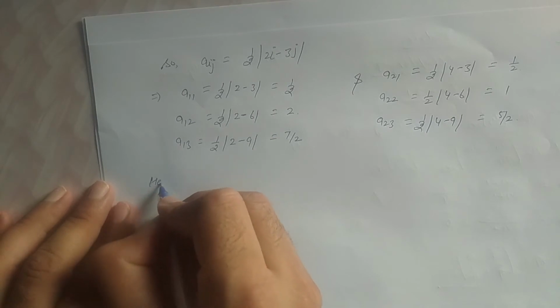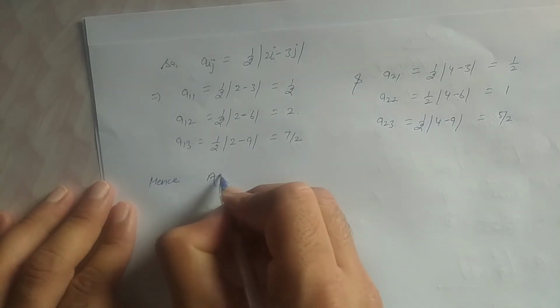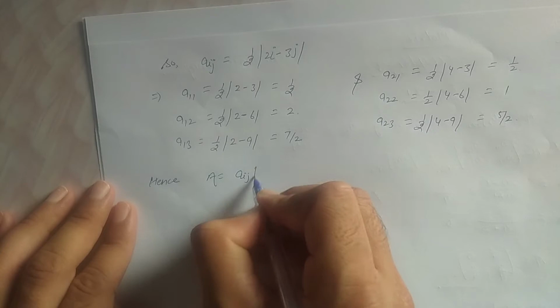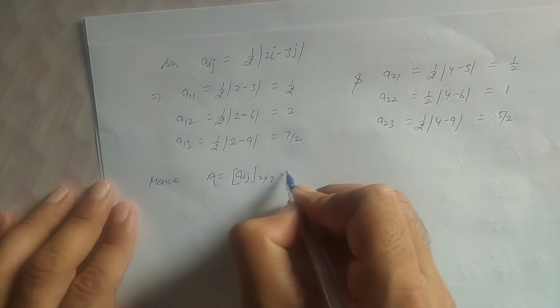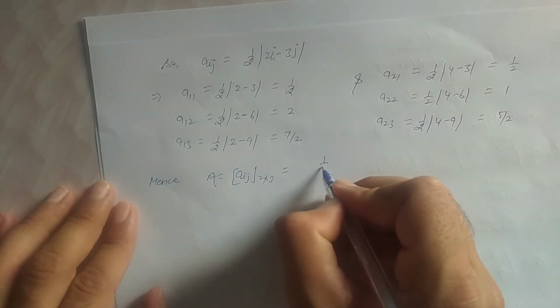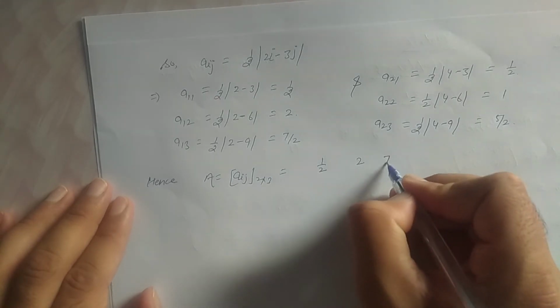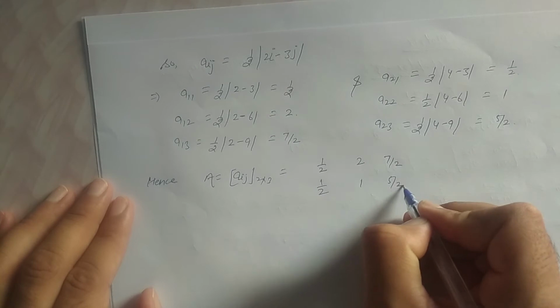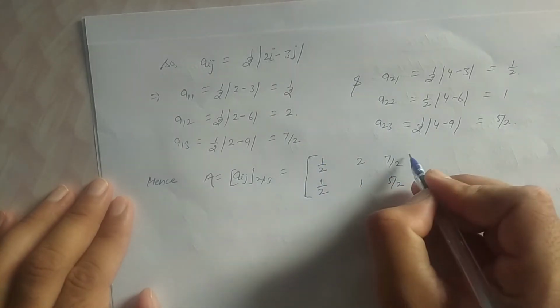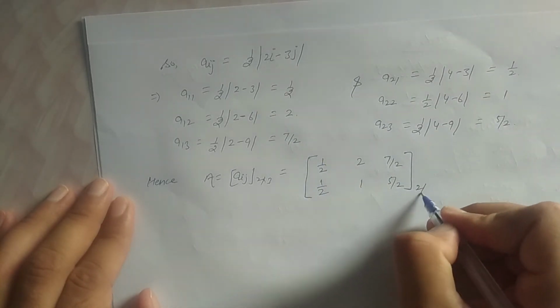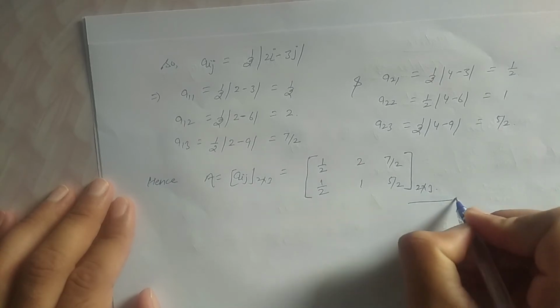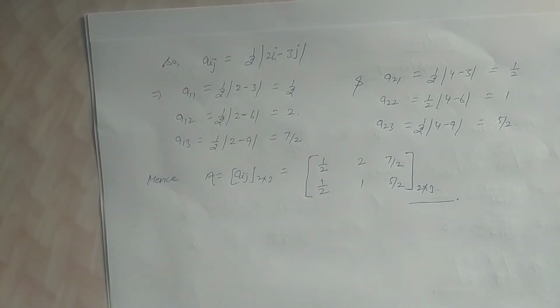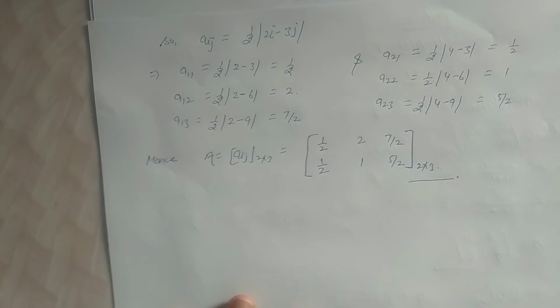Hence, A is equal to [Aij] of order 2 by 3, that is [1 by 2, 2, 7 by 2; 1 by 2, 1, 5 by 2]. That is the answer. Okay. Next question.